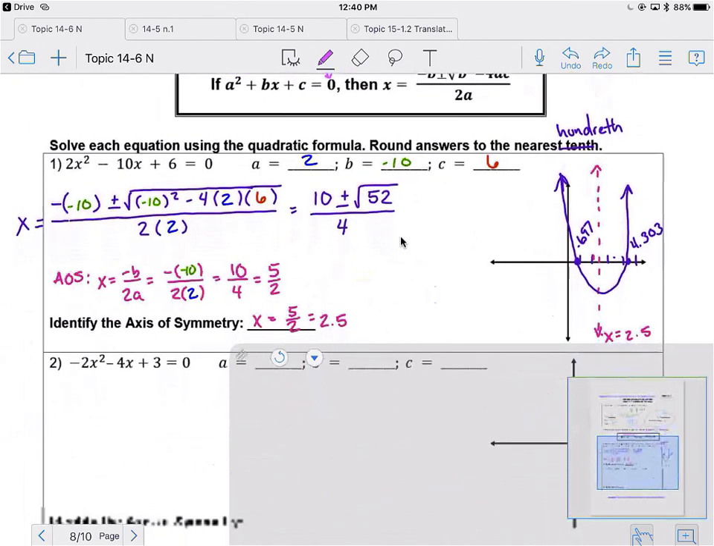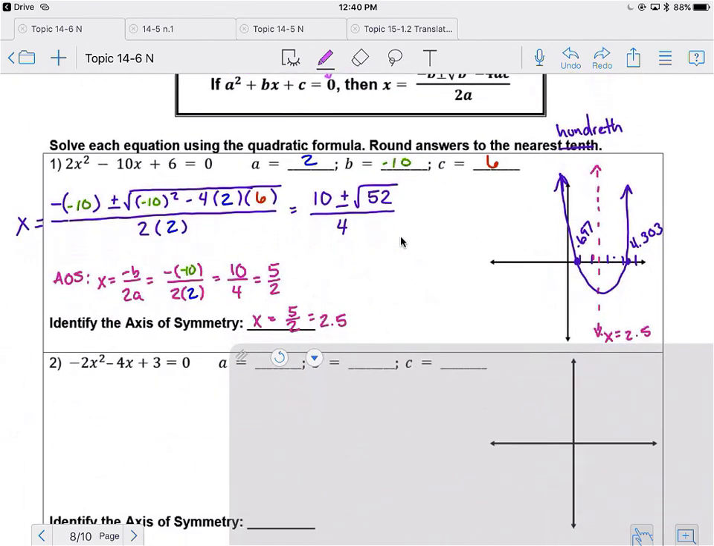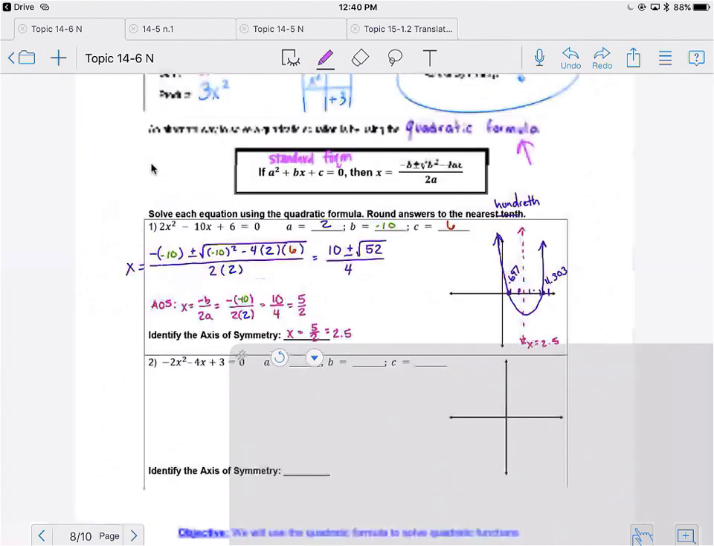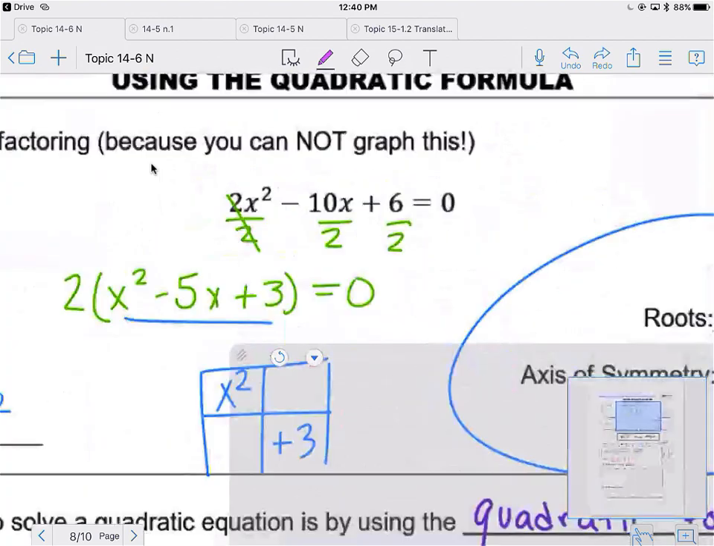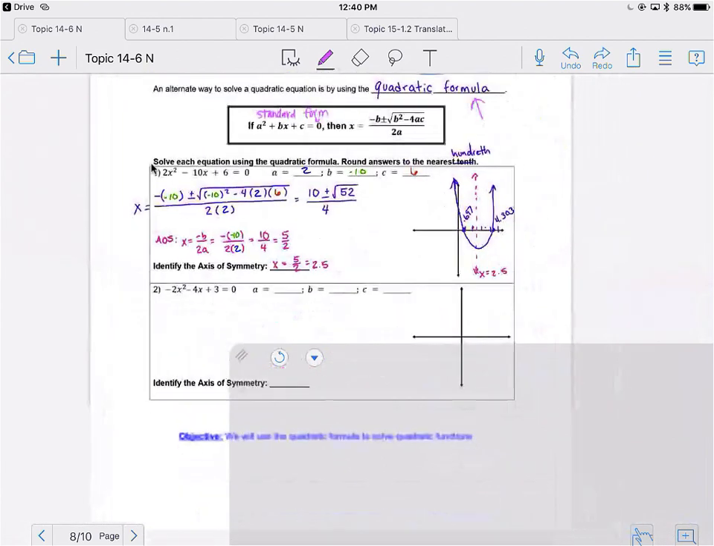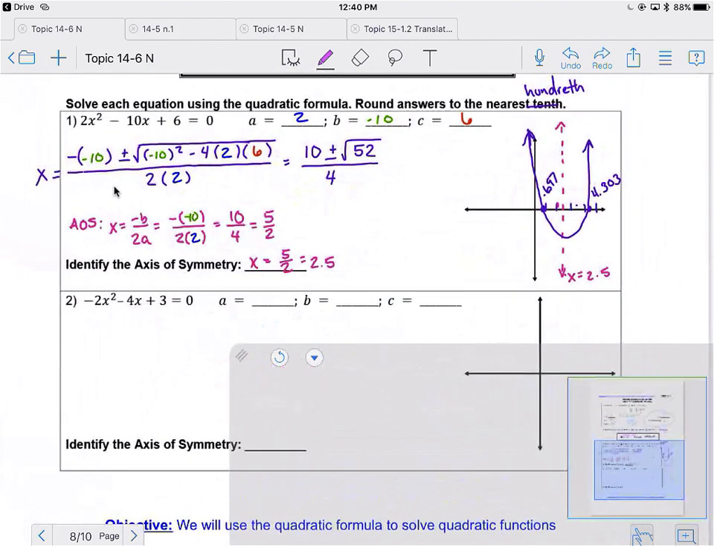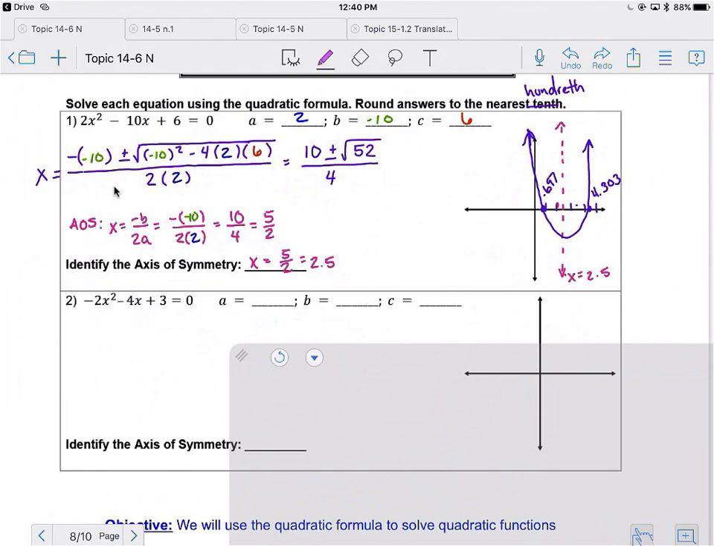So we're asked to solve each equation using the quadratic formula and round our answers to the nearest hundredth. So problem 1, I have 2x squared minus 10x plus 6. If you notice, that is what we started with up here. So instead of factoring and instead of using the calculator, we're going to plug into the quadratic formula. Now we're going to use the calculator to confirm our answers, but as you can see, these ugly answers that we got are not very nice.